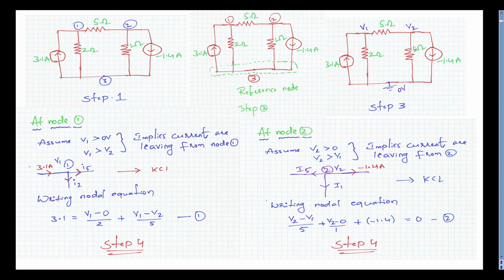This is the current flowing through the 1 ohm resistor. What is I1 here? I1 is voltage by resistance. The voltage across this 1 ohm resistor is V2 minus 0, divided by 1. Now another leaving current is minus 1.4 amps. So you can directly write V2 minus V1 by 5, plus V2 by 1, minus 1.4, equal to 0. This is step 4.